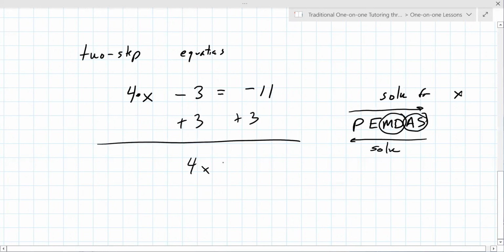So 4x equals, what is negative 11 plus 3? Could you tell me that? Negative 9. Try again. I know I'm putting you on the spot here, but you can do it. Yeah, negative 8. And what's the next thing to do? Divide by 4 on both sides. Okay, so what does x become?